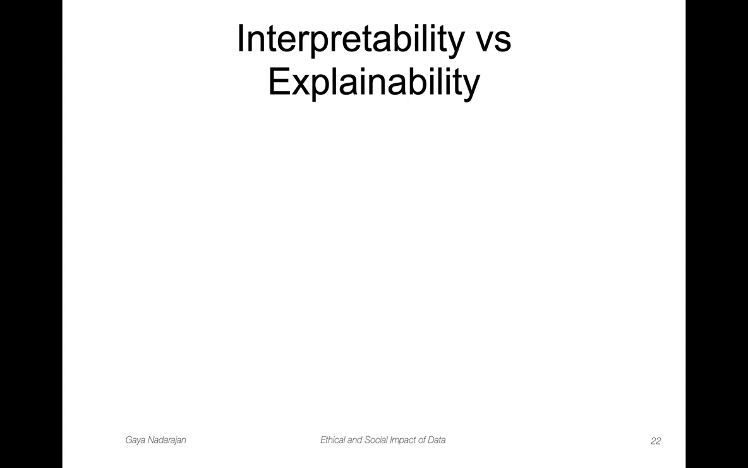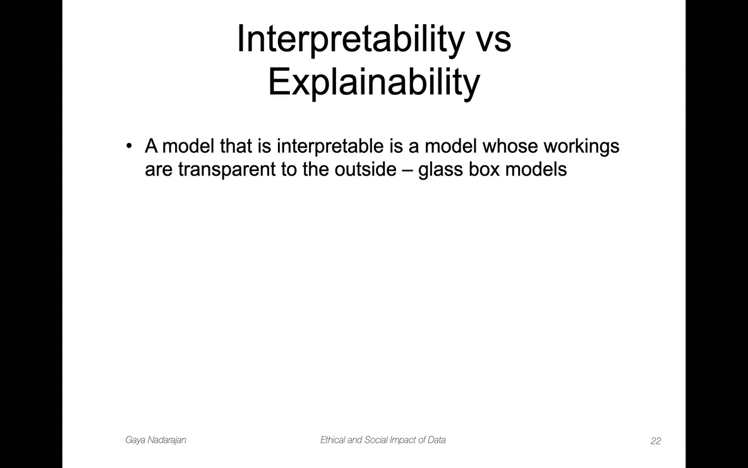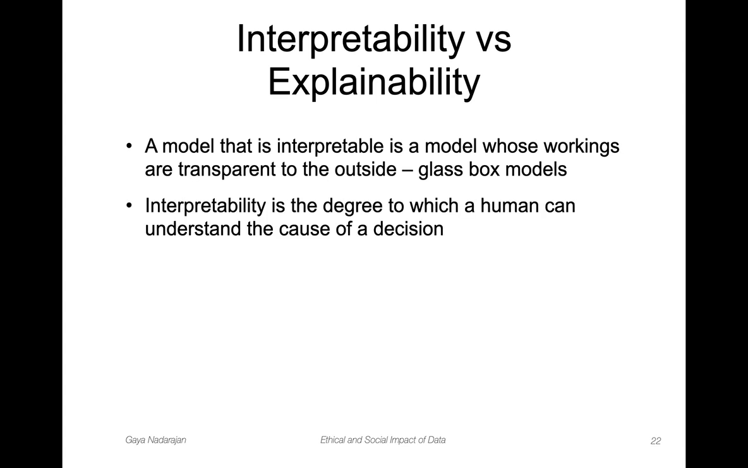And finally, I just want to talk about this notion of interpretability versus explainability. A model that is interpretable is a model whose workings are transparent to the outside, what we call glass box models, meaning we know how it works. Such models do exist, right? Interpretability is the degree to which we can understand the cause of a decision. They're tightly linked.